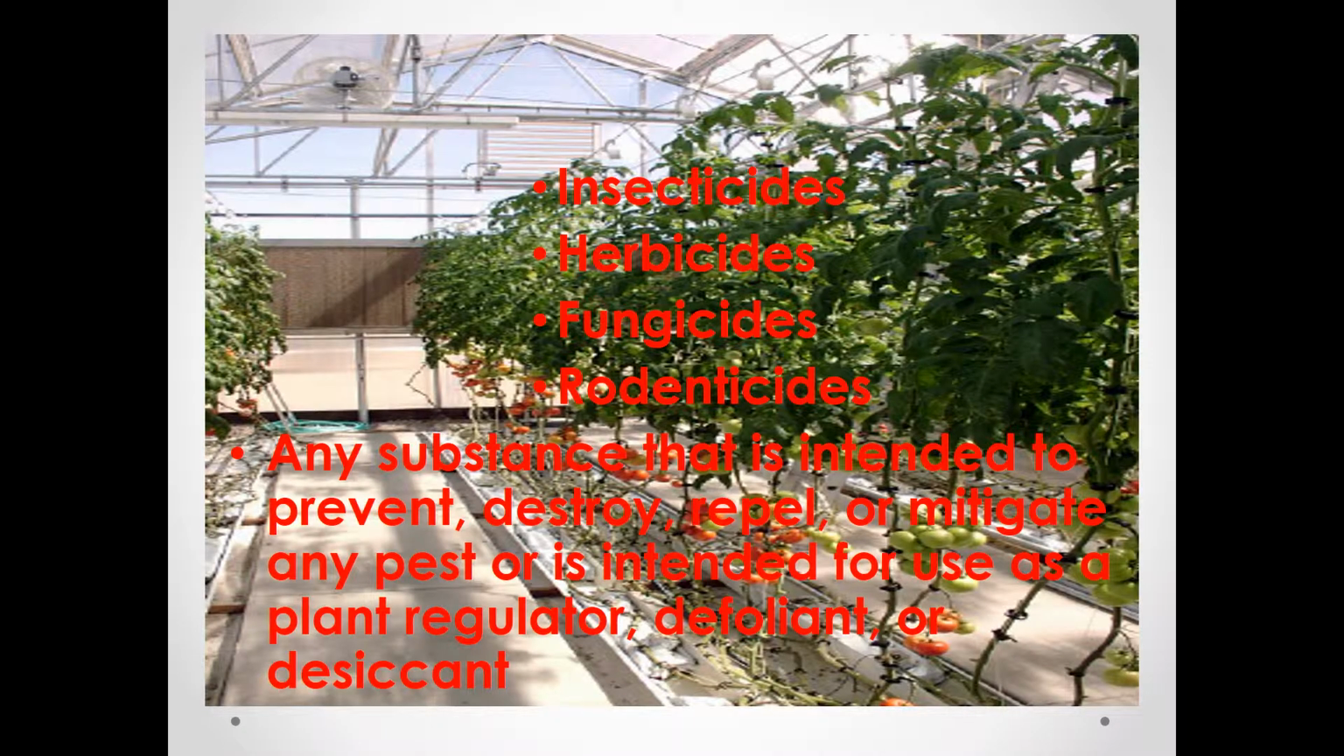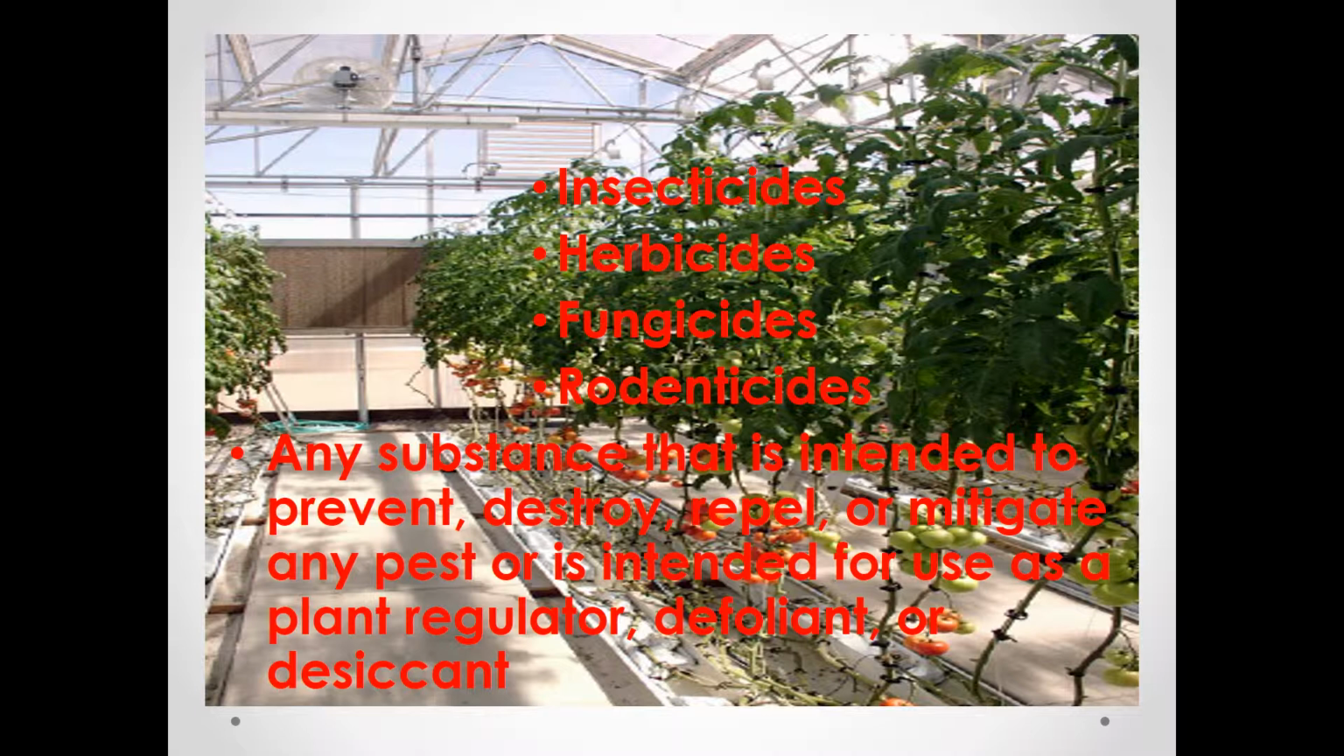With a backdrop of our beautiful greenhouse growing tomatoes, we often have to think about things like insecticides, herbicides, fungicides, and rodenticides. Any substance that is intended to prevent, destroy, repel, or mitigate any pest, or is intended to be used as a plant growth regulator, a defoliant, or a desiccant, falls under this classification of pesticide.